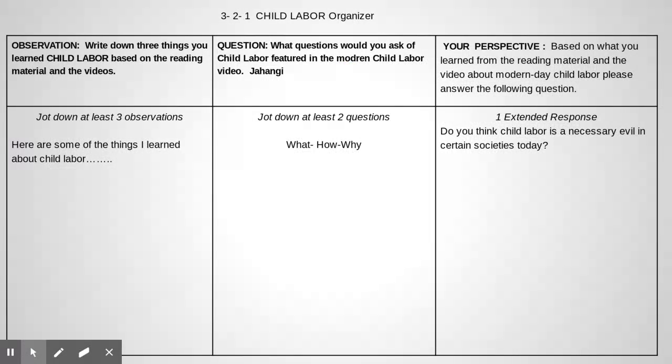And this is the 3-to-1 child organizer. You're going to write down 3 observations you saw from the videos and the reading material, 2 questions you would have about modern child labor, and then an extended response. Do you think child labor is a necessary evil? Please write your perspective.